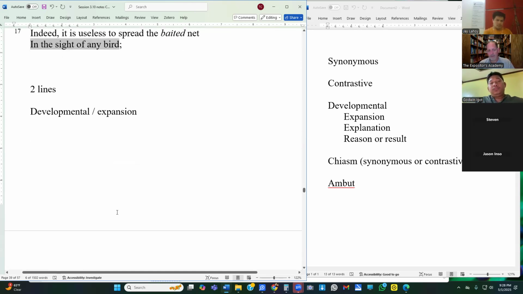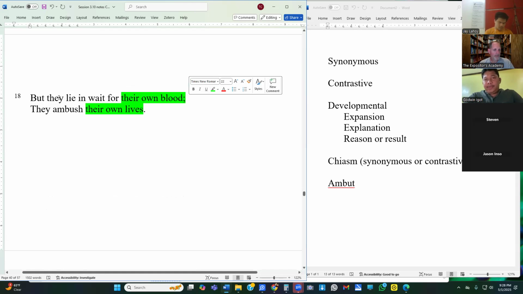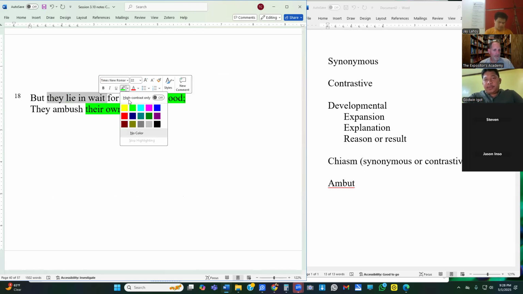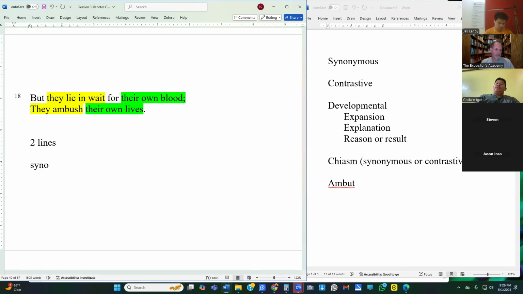All right. Let's look at verse 18. They lie in wait for their own blood. They ambush their own lives. So here we have their own lives, their own blood. They lie in wait. They ambush. To me, it's two lines, and we would see that in the other translations. And then I would say this is synonymous.